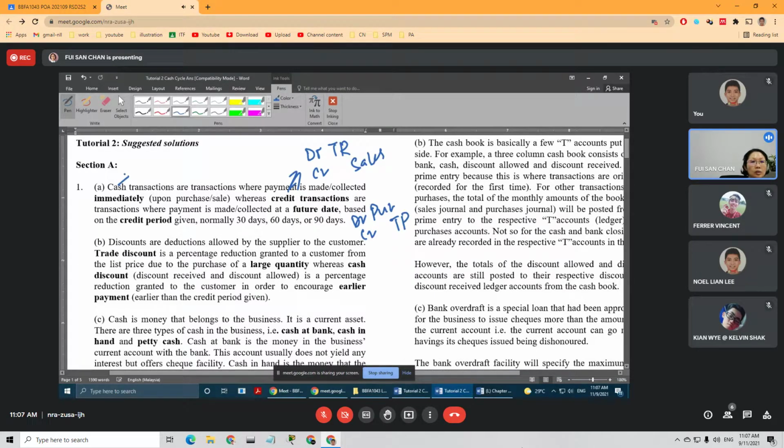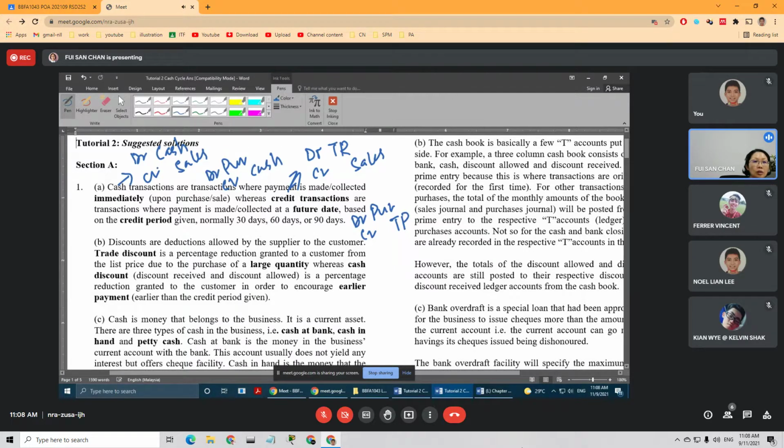So for a cash transaction, if we sell, we debit cash because when we sell, we receive money, right? Then we credit sales. Now you find that sales is always on the credit side. What happens if you purchase? If we purchase, then we debit purchases and we credit cash.